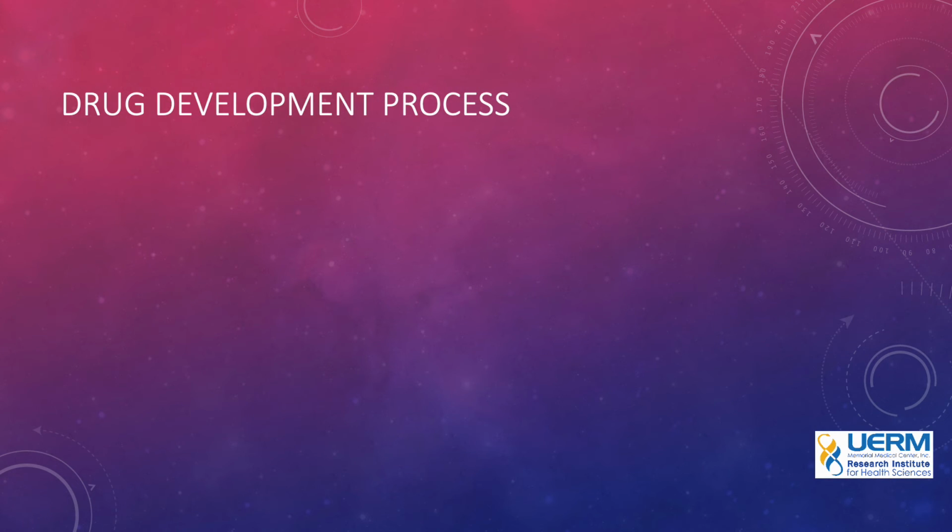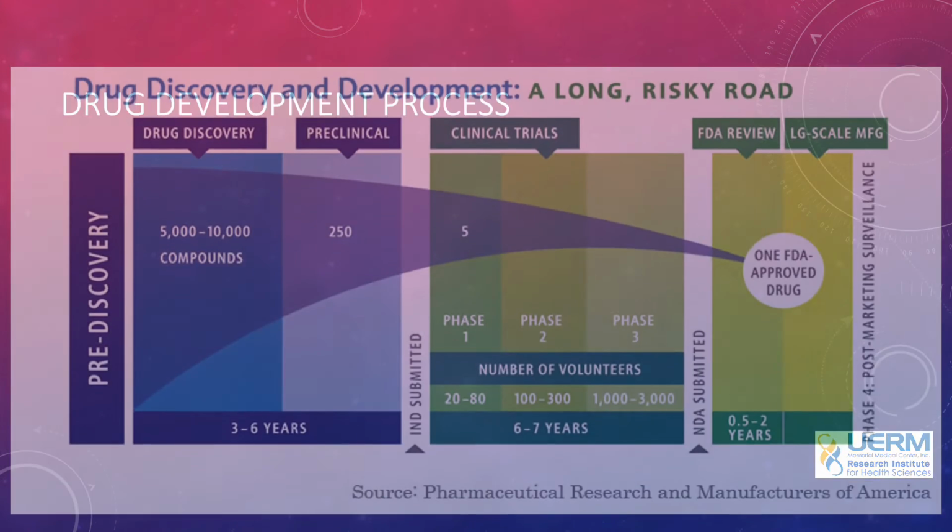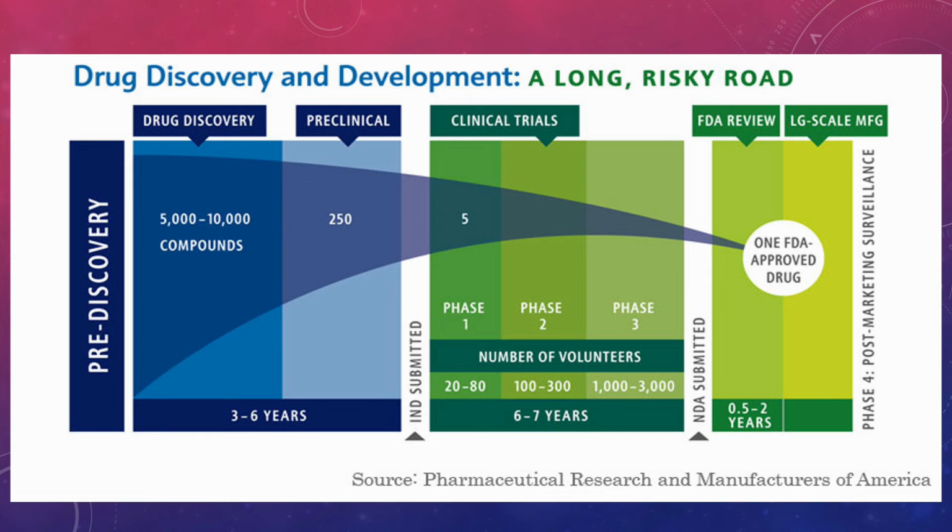So we go to the drug development process. So long before any drug development and manufacturing can be done, researchers must identify or discover a specific molecule. So there are 4 phases of drug development. We have the drug discovery, preclinical studies, then clinical development, and finally the market approval, where we have the FDA review and large-scale manufacturing.